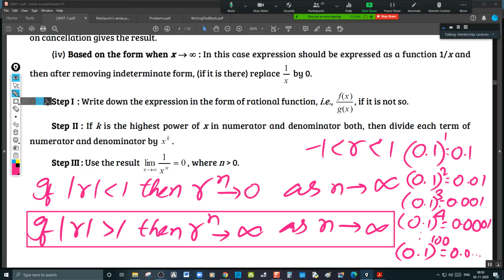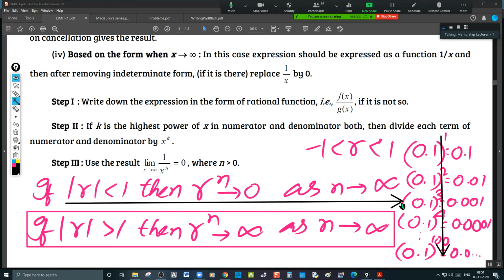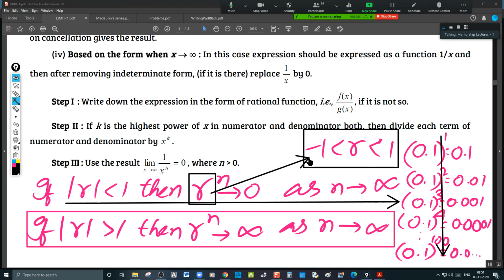As the power is getting raised, the value is tending to 0. You have to make use of this property. So whenever the base is not lying between -1 and +1, you have to forcibly bring this base to lie between -1 and +1.